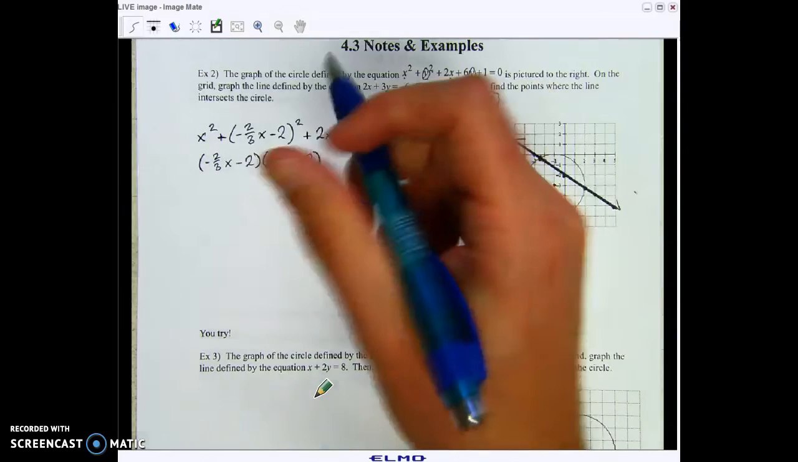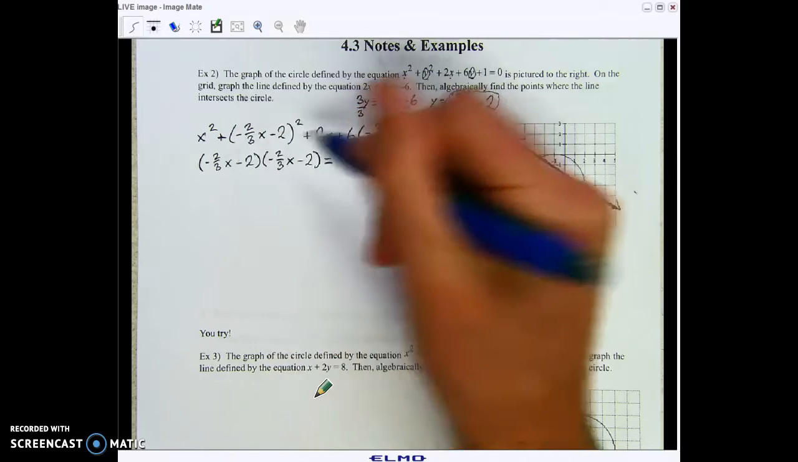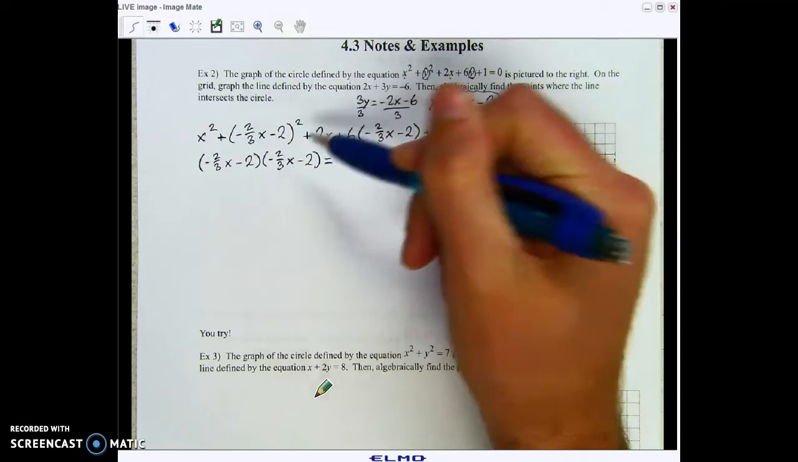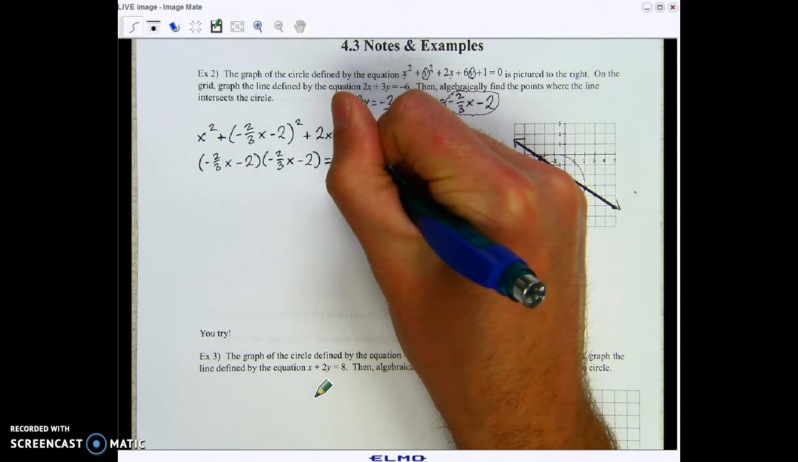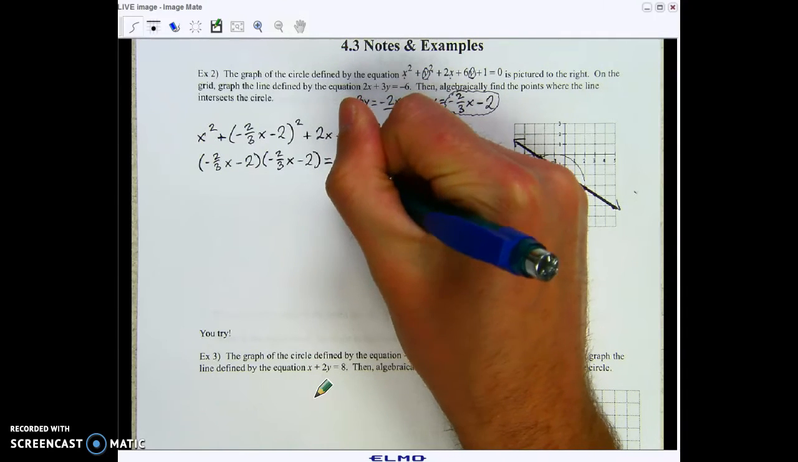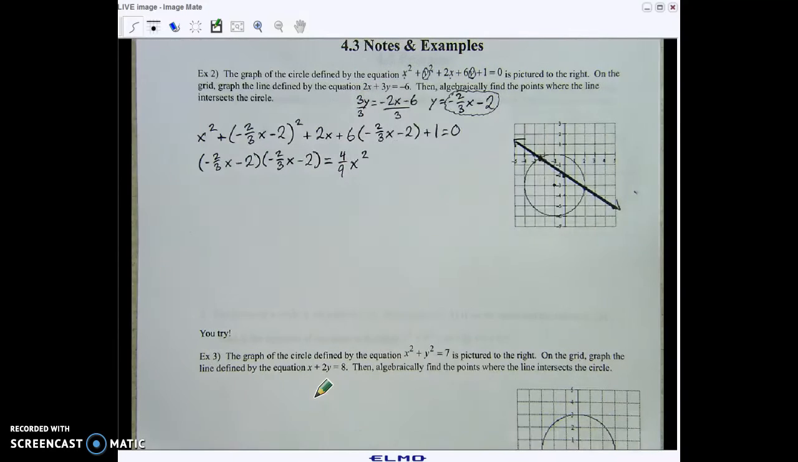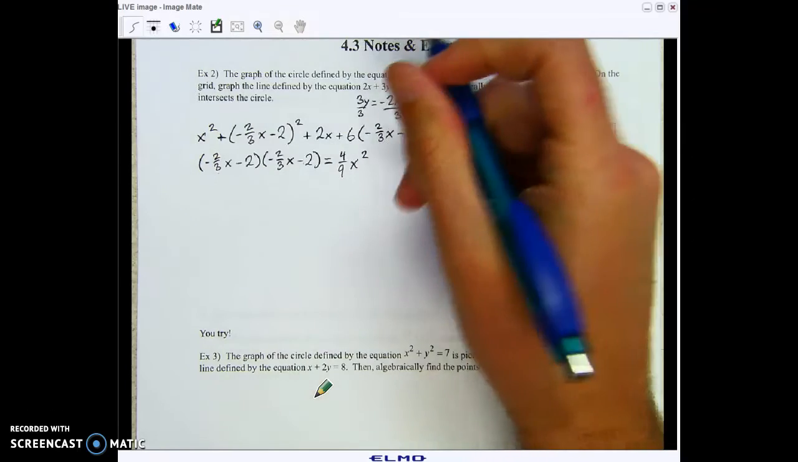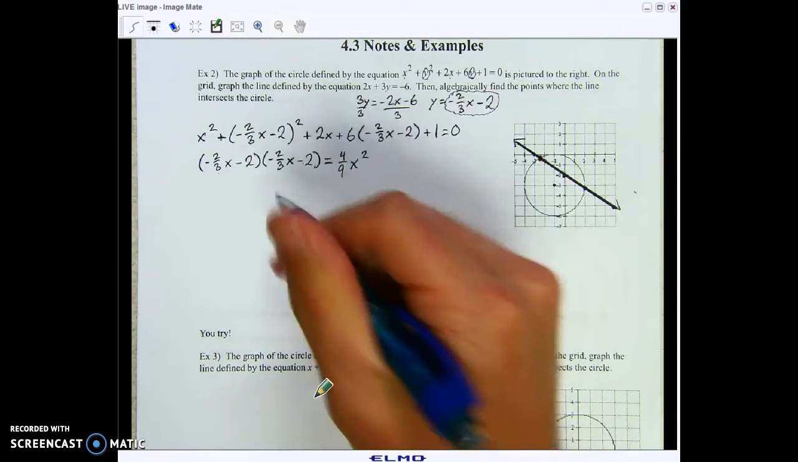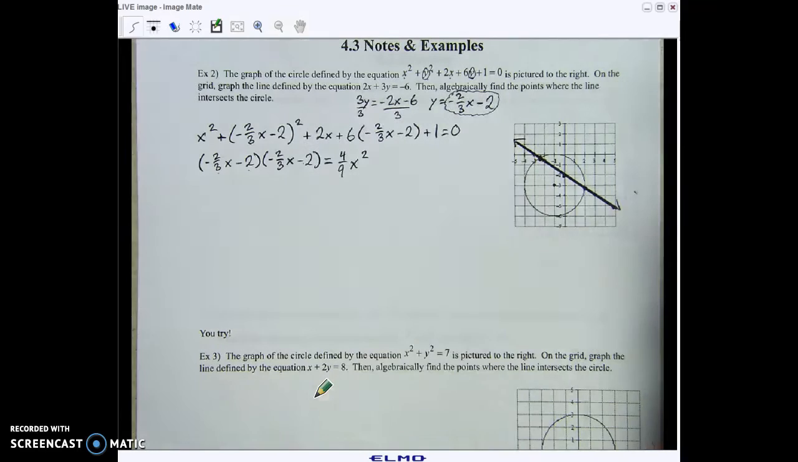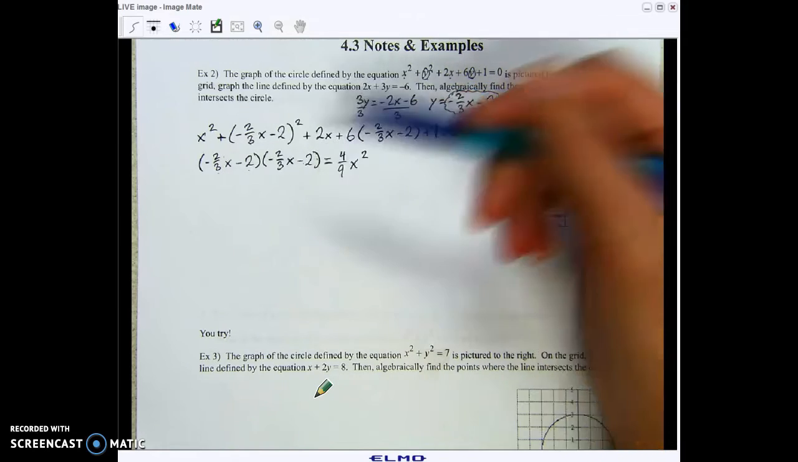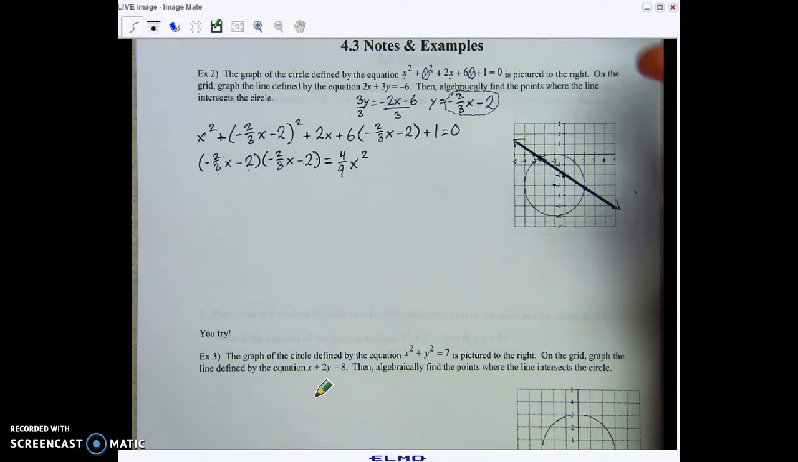So now I notice that if I multiply my first terms, in FOIL, first, outer, inner, last, we have -2/3 x times -2/3 x gives me positive 4/9 x squared. And then my outer terms are going to be -2 times -2/3 x, and my inner term is going to be another -2 times -2/3 x. So those terms are going to be the same. And I know that -2/3 x times -2 is actually positive 4/3 x.